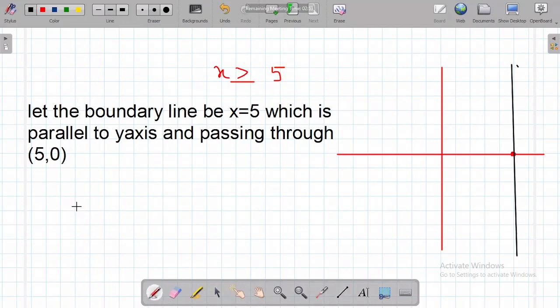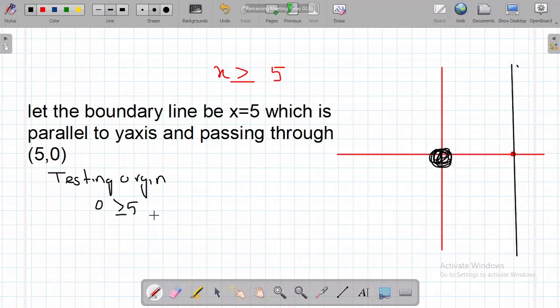Now let's test the origin. Okay, testing the origin. If you test the origin, what happens? 0 is greater than 5, which is false. Now while testing the origin, 0 is greater than 5, so which is false. So false means now you cannot put the arrow towards the origin. The arrow will be away from the origin. So this is the answer.